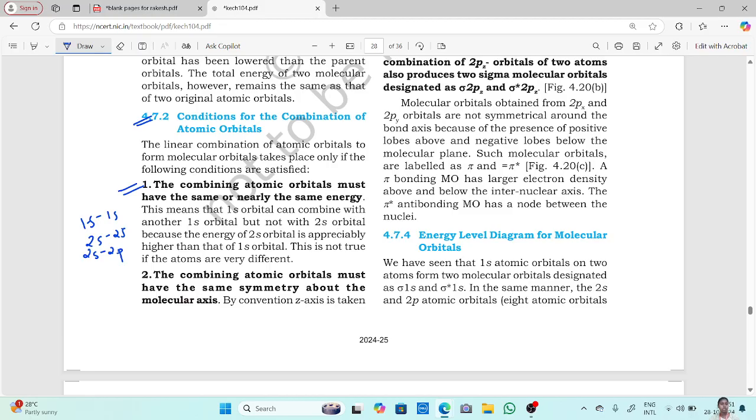But you cannot combine 1s with 2s, or 1s with 2p, or for that matter 2p with 3s, because the energy of these orbitals is appreciably higher than that of the other orbitals. For example, 2s and 1s, you can't combine these two orbitals because the energy of the 2s orbital is comparatively higher than that of the 1s orbital. This is not true if the atoms are very different. If the atoms are very different, then this is not applicable for them.